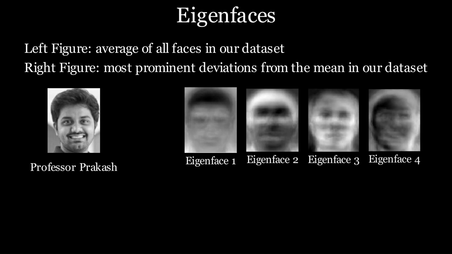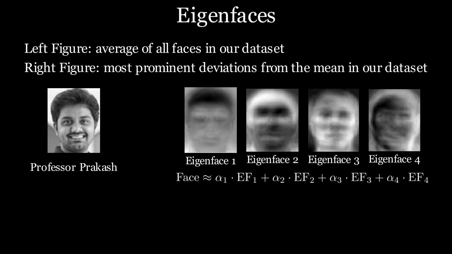For example, if one of the eigenfaces emphasizes shadowing around the eyes and instructor Prakash had more of that than the average, his face will have a higher weightage on that eigenface. Mathematically, we can say that his face is a linear combination of these eigenfaces.